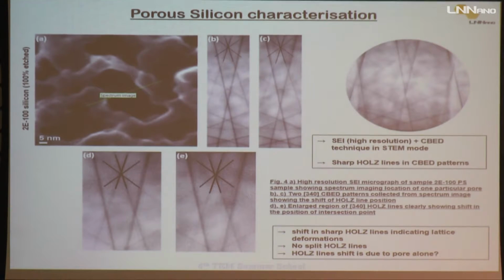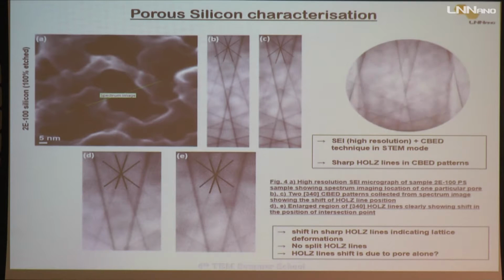here, this is my second one. It's a 100% etched sample, and I try to acquire the CBD patterns along one particular pore. I believe this one will be working, but okay, that's good, it's working. Along this line, I took several CBD patterns, and I prepared a movie file based upon all the CBD patterns collected along this line.